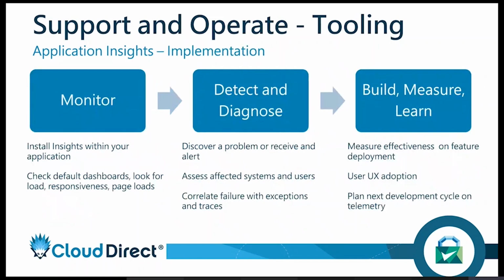The key journey in terms of monitoring and Application Insights is to look at what you're monitoring, detecting and diagnosing the problem, and then building, measuring, and learning from it. So you can install Insights into your application and check your dashboards, looking for things like responsiveness, for example. If you discover a problem, you'll receive an alert. You can assess affected systems and users, and correlate failure with exceptions and traces. Then from a build, measure, and learn perspective, you're able to measure the effectiveness of your feature deployments, incorporate your user experience and adoption, and also plan your next development cycle with regards to telemetry.